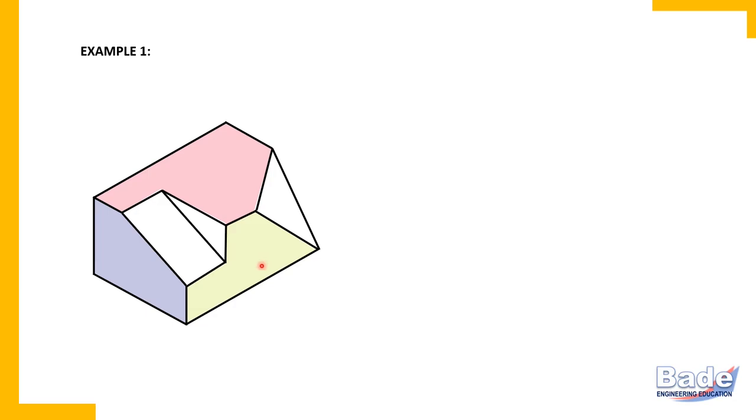Also, one more thing you should understand here. A corner of a solid body is formed by three edges. For example, this corner, where three edges are meeting. Check this corner. There are three edges meeting at the corner.